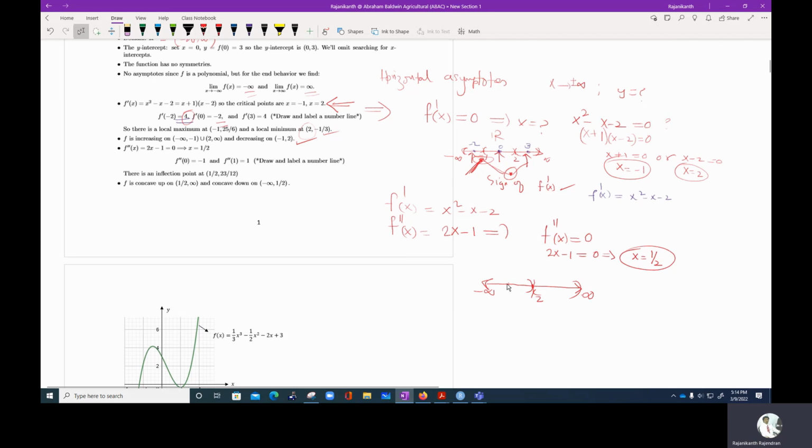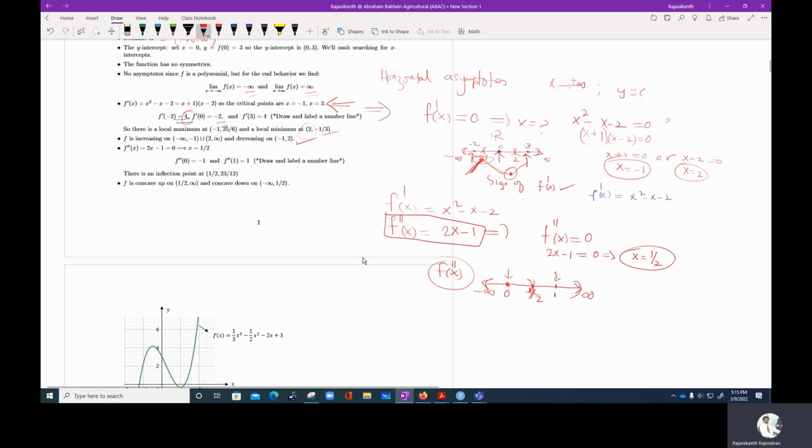So I'm choosing here 0 as my test point. And here I'm choosing 1. I'm choosing 0. This is 1/2, right? And I'm choosing 1. These are the two testing points for what? For the point of inflection. So I'm using the second derivative now. Plugging 0 and 1 into the second derivative function will give you two answers.